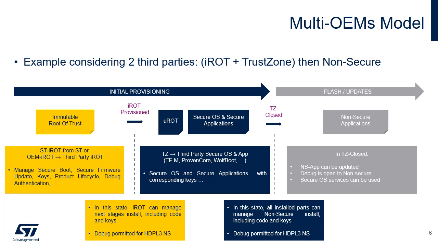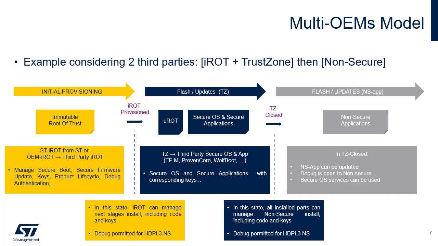In this example, a first OEM provides both IROT and secure image, and a second OEM provides the non-secure image. Once IROT and secure image are installed, the first OEM transitions the lifecycle to TZ closed state. Thus, the non-secure image has no visibility on what happened before it's launched.